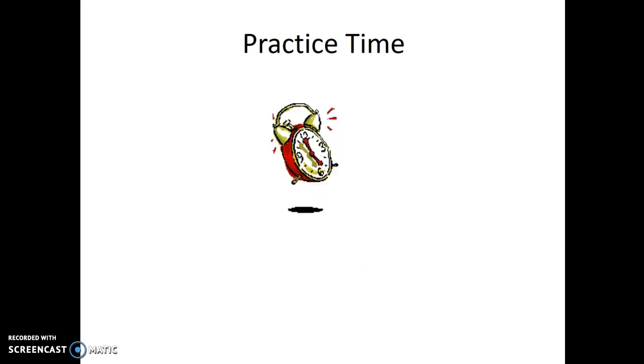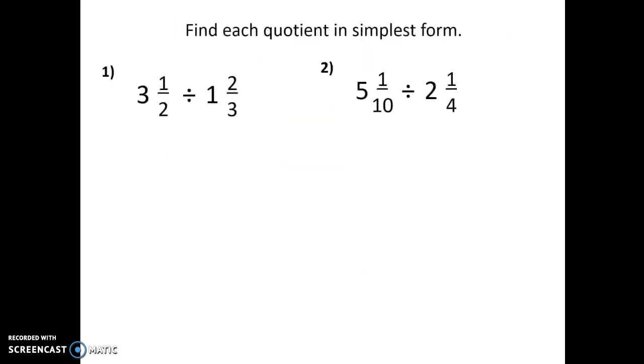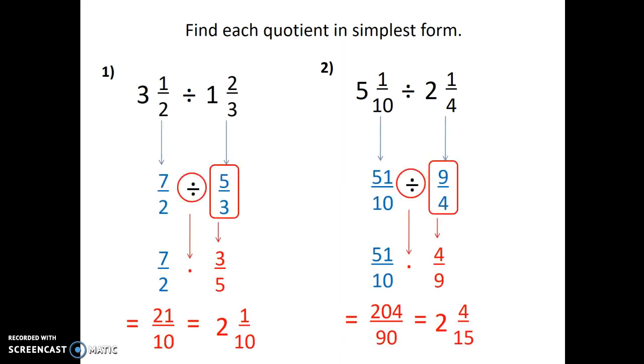Okay, now it's your turn. Go ahead and do these two problems. Pause the video. When you're done, press play. Let's see how you did. All right, let's see how you did. For both of these problems, you had to turn your mixed numbers into improper fractions. Then keep it, change it, flip it. Multiply straight across and simplify as needed. And there are your two quotients.